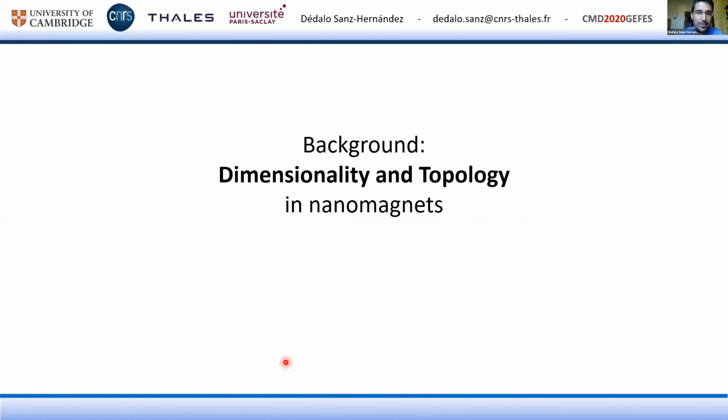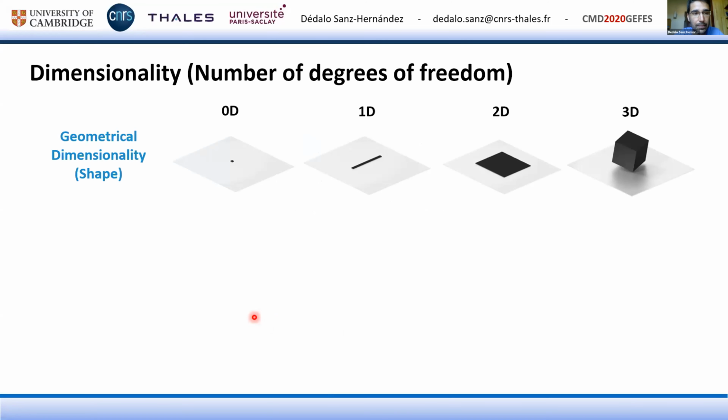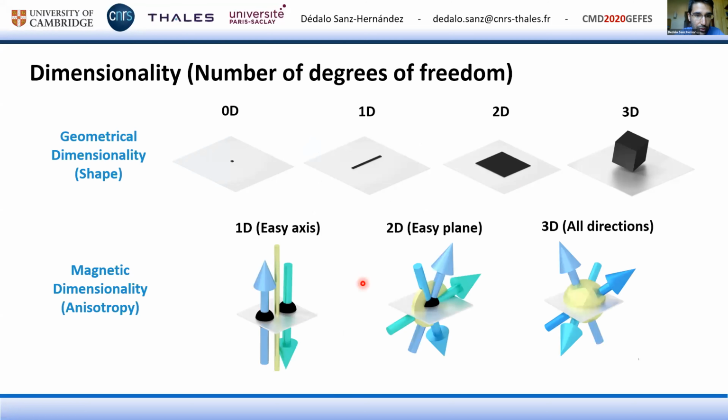To start, I give you a small background on dimensionality and topology, so that all of the concepts are clear. I start with dimensionality. In terms of geometry, we can have from zero-dimensional systems, like a point quantum dot, all the way to 3D, and we are all very familiar with this type of dimensionality. Maybe less familiar to some people is the magnetic dimensionality. By dimensionality here, I mean the number of degrees of freedom that the vector field is allowed. For example, we can have a one-dimensional easy axis geometry in which the vector field is strongly favored to point along one given direction. We can have an easy plane in which the vector field is allowed to rotate in a plane.